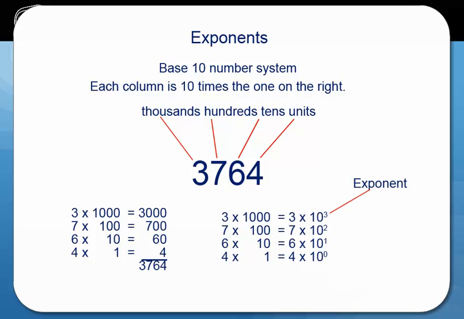1000 can be represented as 10 cubed. The exponent 3 indicates how many times 10 is multiplied by itself. Any number raised to the power of 1 is the number itself, so 10 to the power of 1 is 10. If you raise any number to the power of 0, the result is 1.